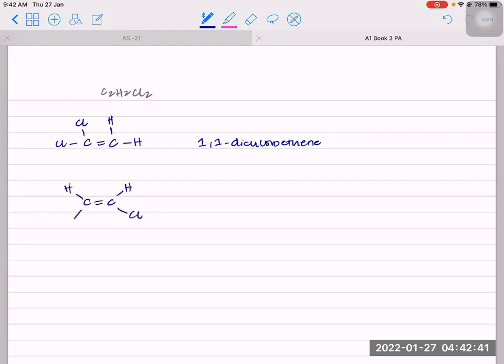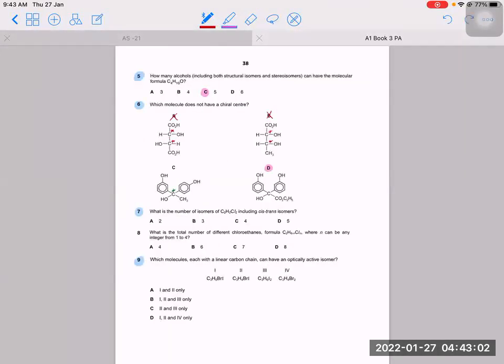1,2-dichloroethene, and you can see 1,2 will show what? Cis trans. So this will be cis and trans. Why? Because we have a carbon-carbon double bond with two different atoms on each carbon. So how many total isomers? 1, 2, 3. Any other possibility?